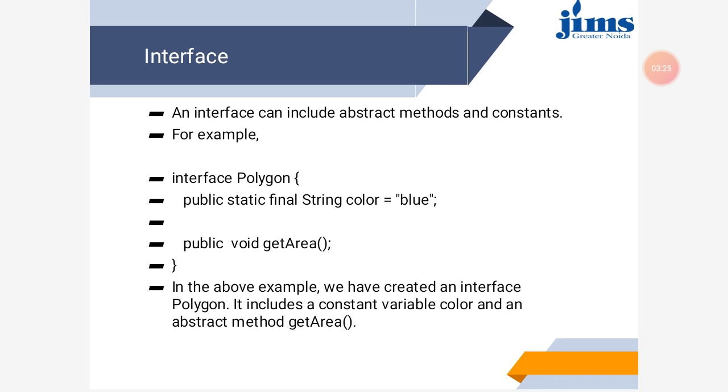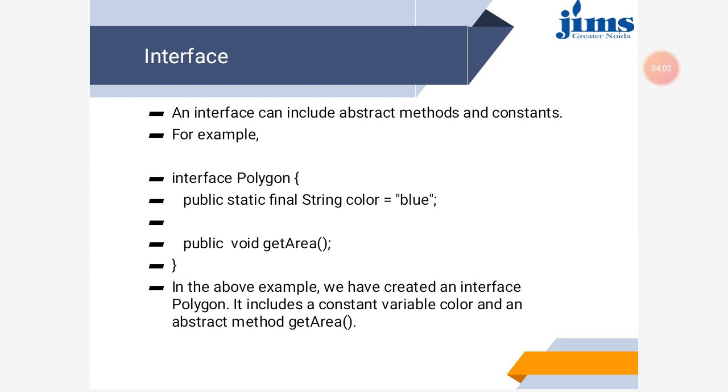So what is interface? Interface contains abstract methods and constants. Constants mean throughout the program you are not going to change that value; all the objects will access the same value. See, in this interface Polygon, one variable is present here, that is of string type, and before this three keywords are mentioned: public, static, final, and then the variable, which contains the value blue.